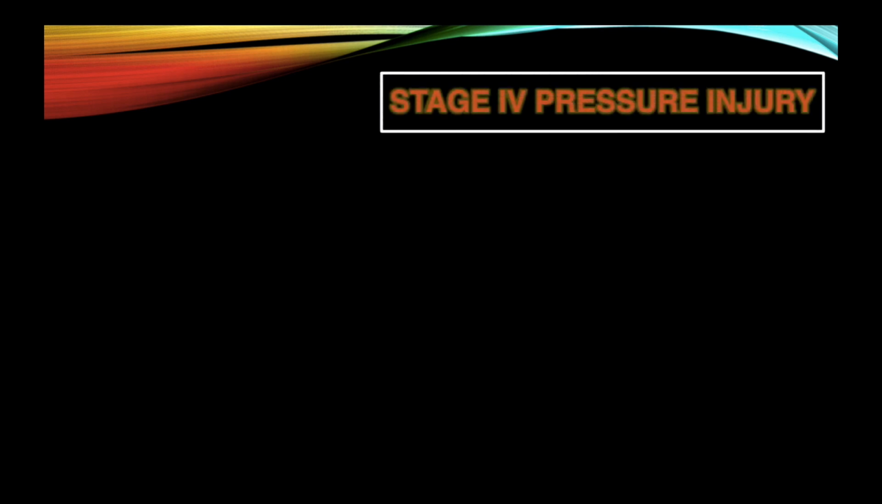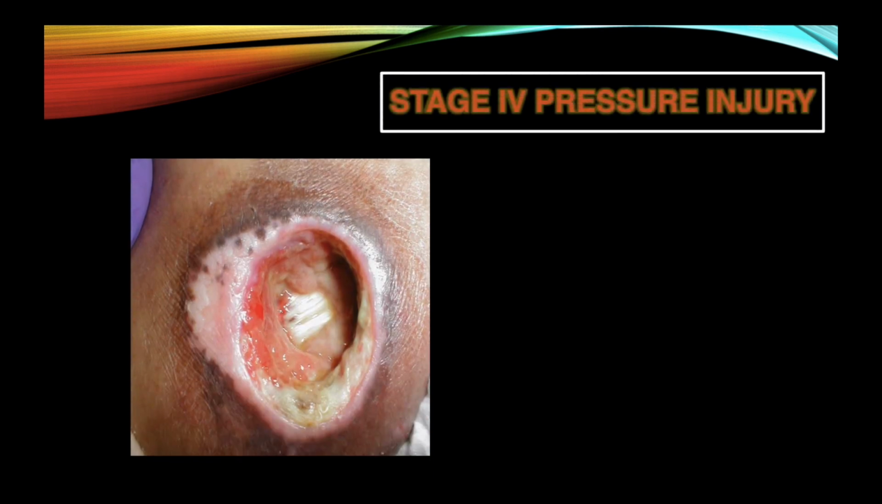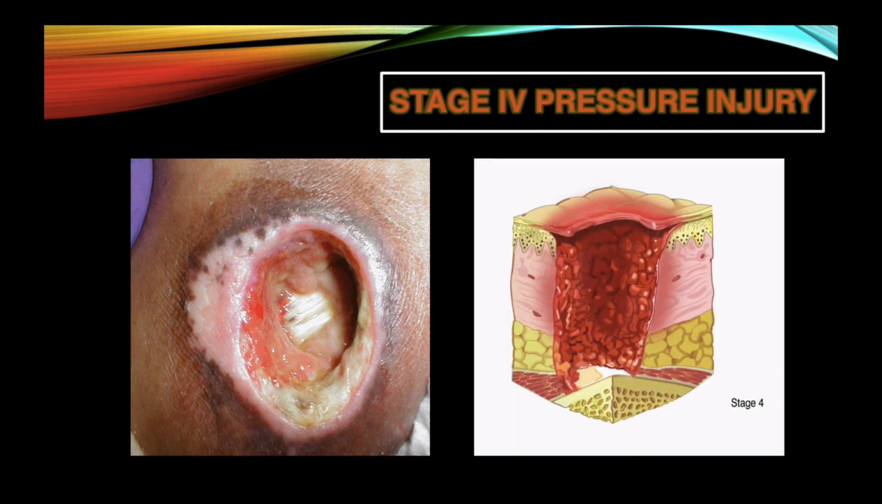Stage 4. Full thickness tissue loss, with exposed bone, tendon, or muscle. Slough or scar may be present on some parts of the wound bed. Often includes undermining and tunneling.